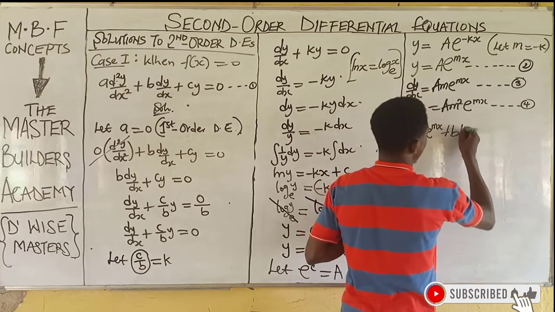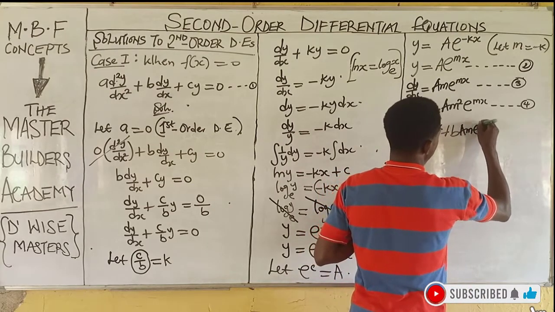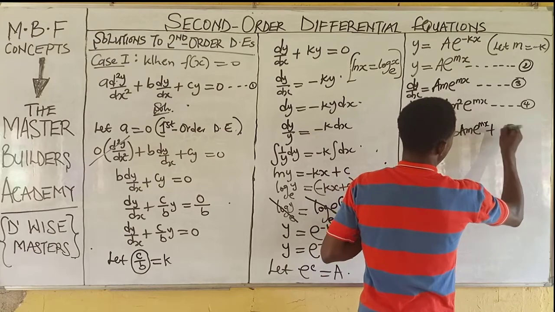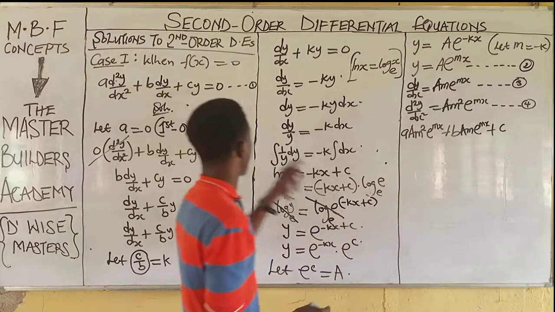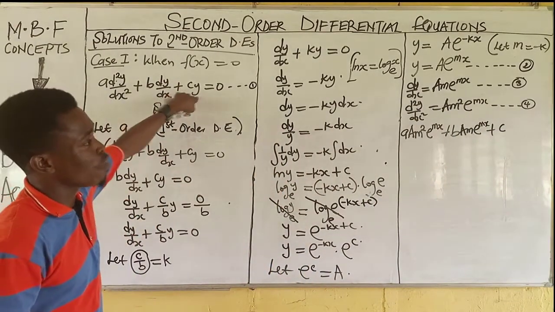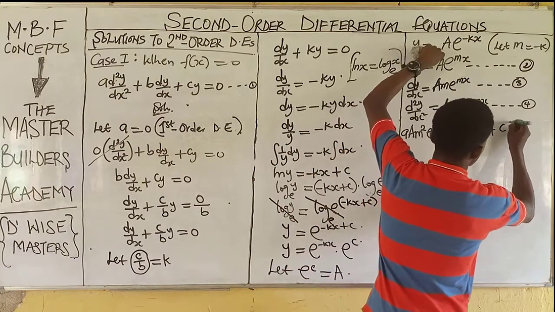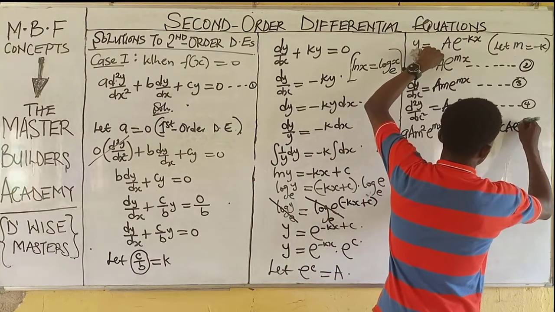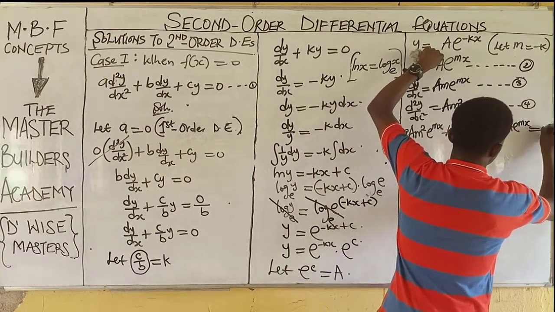And this would have given us what? A e^(mx) plus c multiplied by y. This is c multiplied by y. And what's the value of y? y is a e^(mx) equal to 0.